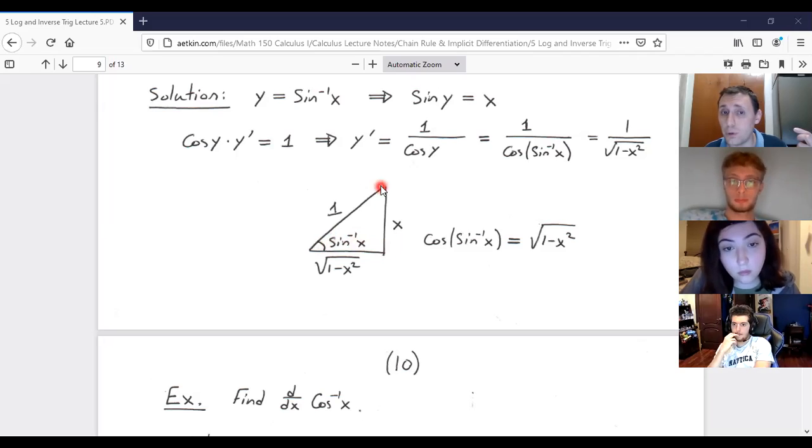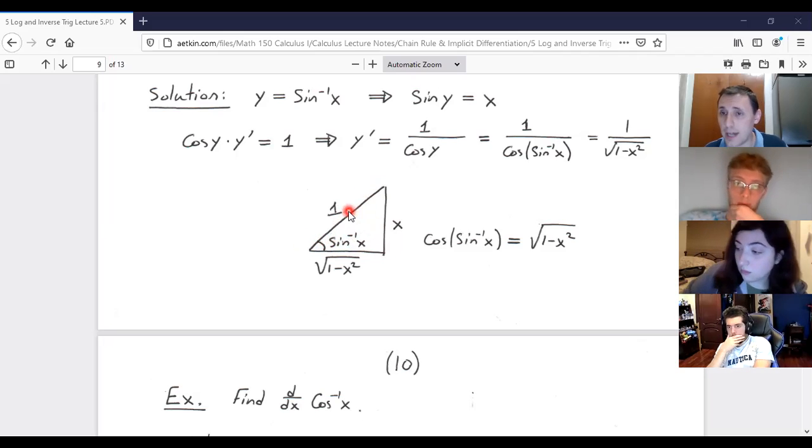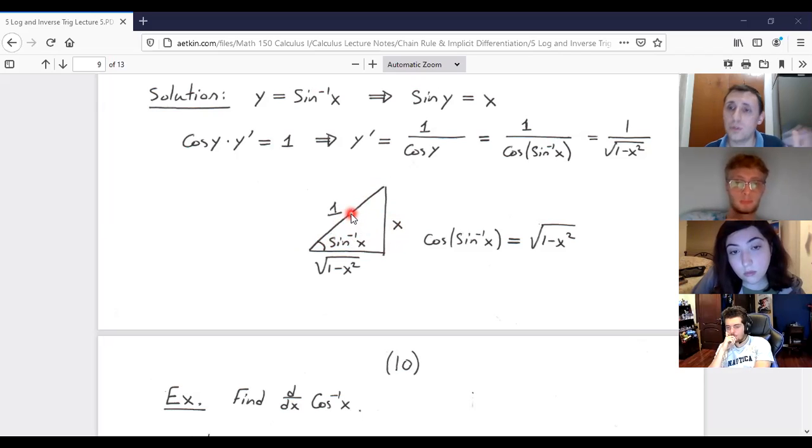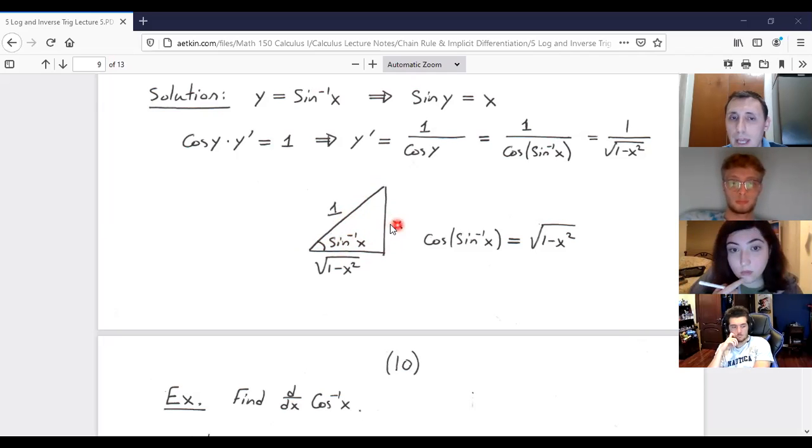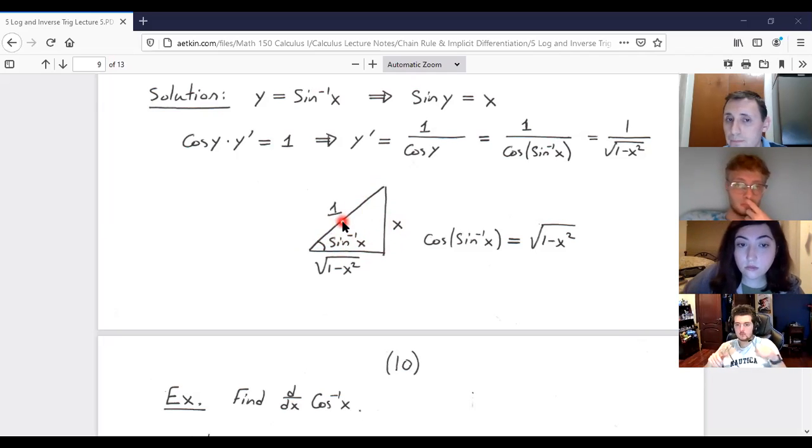It means if you put it on a right triangle, sine is always opposite over hypotenuse. So the easiest way to get x is to set opposite equal to x, hypotenuse equal to 1. Yes? So that means that we have a triangle with x and hypotenuse equal to 1. And then by Pythagorean theorem, the remaining side is root 1 minus x squared.